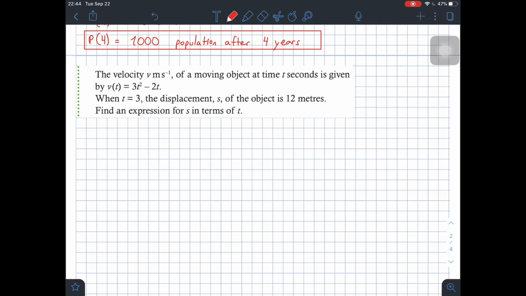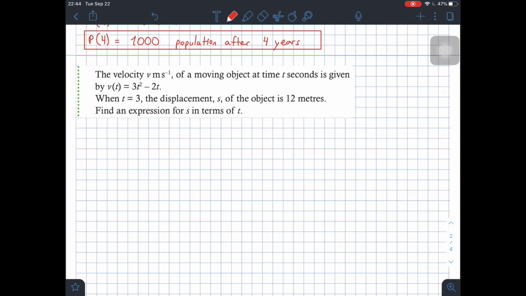It says, the velocity v in meters per second of a moving object at time t seconds is given by this expression: v(t) equals 3t squared minus 2t. When t equals 3, the displacement s of the object is 12 meters. So this is our boundary condition. Find an expression of s in terms of t.